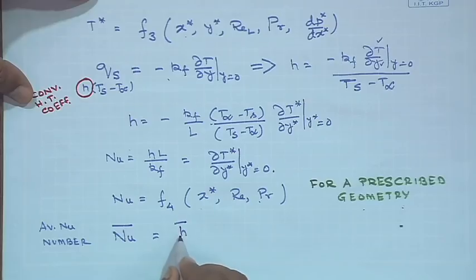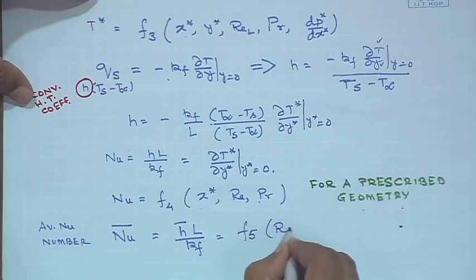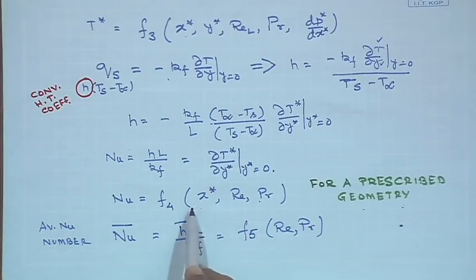The bar over here denotes the length average value of hL by kf, which if I call it F5, function 5, will only be a function of Reynolds and Prandtl number. Since I have integrated over this x, the x does not appear in my functional relationship anymore. So, this is a fundamentally important result, which simply tells you that the average value of Nusselt number will only be a function of Reynolds number and Prandtl number.